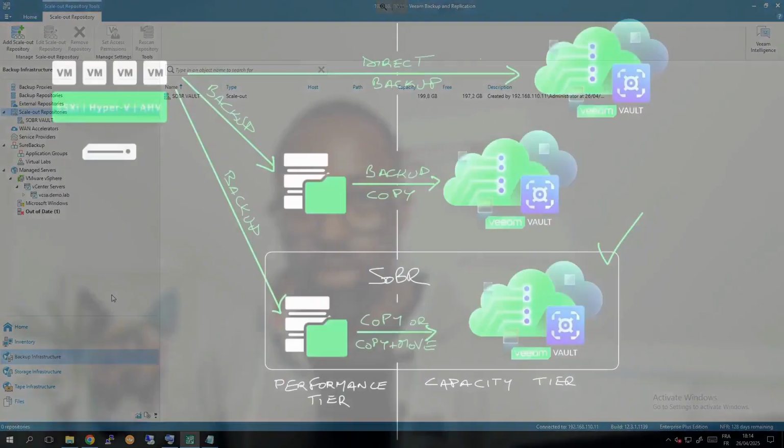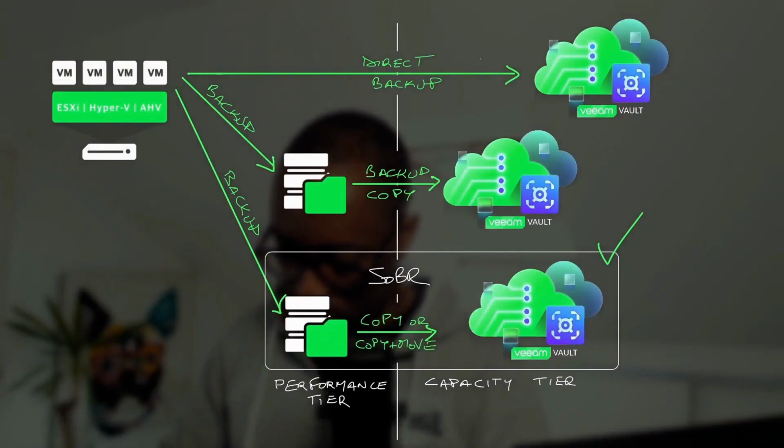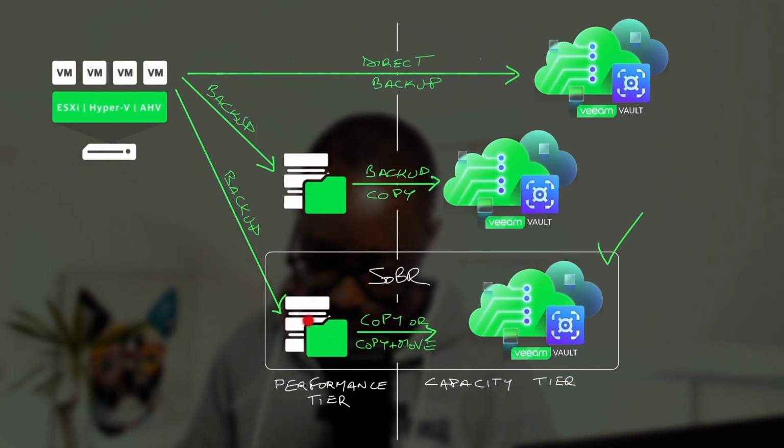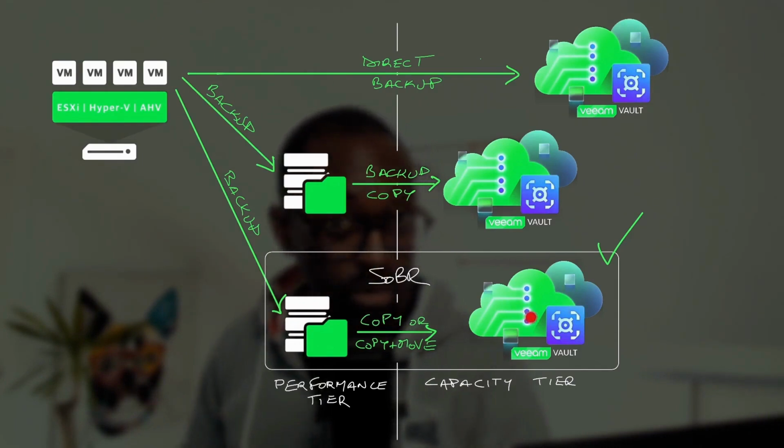So where are we at? Well, we're here. We just created all of this. So we created the vault. Then we created the scale-out backup repository on Tokyo. And after that, we integrated into the scale-out backup repository the local repository here in the performance tier, and this vault in the capacity tier of our scale-out backup repository.